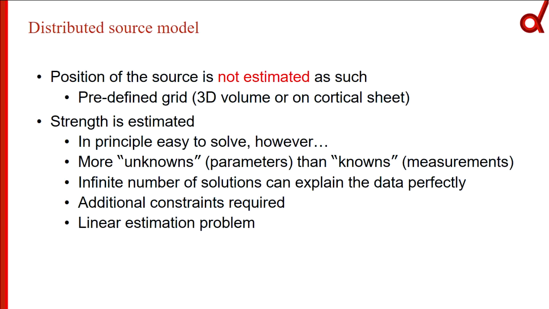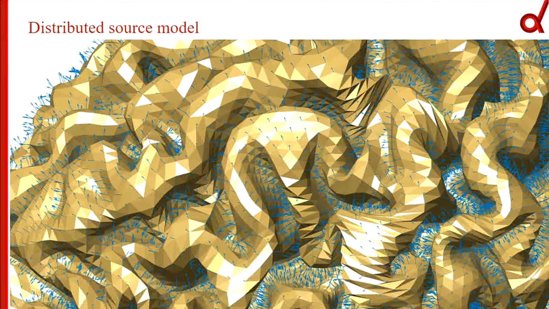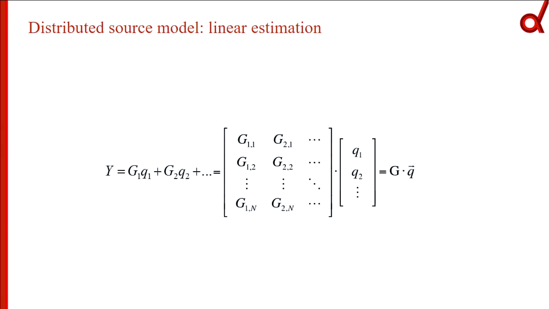And then again, we have a linear estimation problem here. This could be a distributed source model, like a cortical sheet. If we zoom closer, you can see these arrows. Basically every arrow here represents one source in the brain. And again, we go for this linear estimation problem. It looks similar to what we had before, but now we have a lot more unknowns in Q. But basically we do the same thing, we just invert it. But if we do it, we have an infinite amount of solutions. So we have to go for regularization.